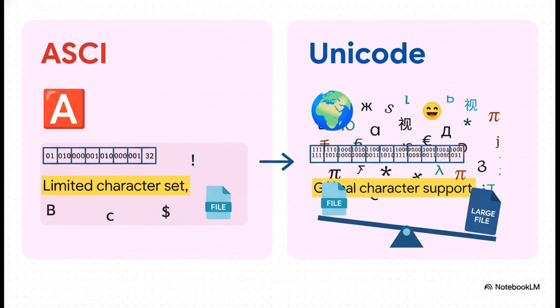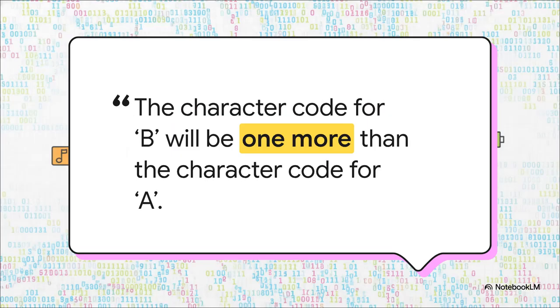ASCII is the old school one, great for English but not much else. Unicode is the modern standard. Now it uses more bits for each character, which means bigger file sizes, but it can represent pretty much every single character and symbol from every language in the world. It's a classic trade-off. This quote, and it's from your actual exam specification, highlights something really important. These character sets are totally logical.